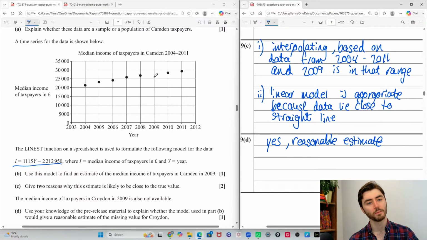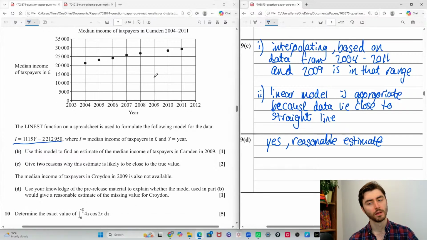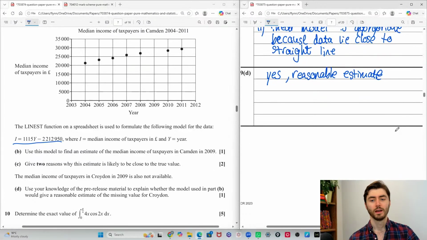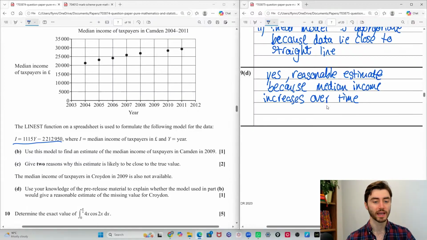When did the financial crash happen? That was before that, wasn't it? I should know, I was there. Use your knowledge of the pre-release material to explain. I'm just going to say, because median incomes go up over time. I don't know. Silly. Know your pre-release material. But if you don't know, then you give your best sensible guess.